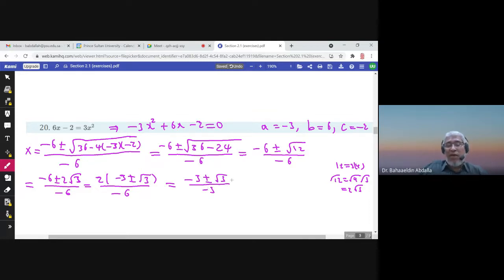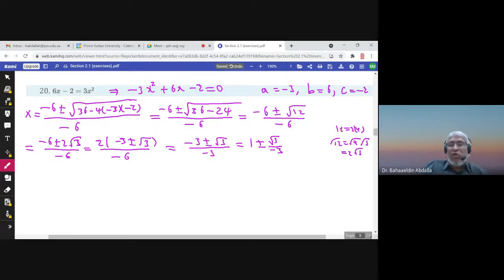You can leave it like this, or you can write it as negative 3 over negative 3, 1 plus or minus square root of 3 over negative 3. This is okay, and this is okay. These are the two solutions. Now we can find an approximation for them using the calculator to two decimal places.